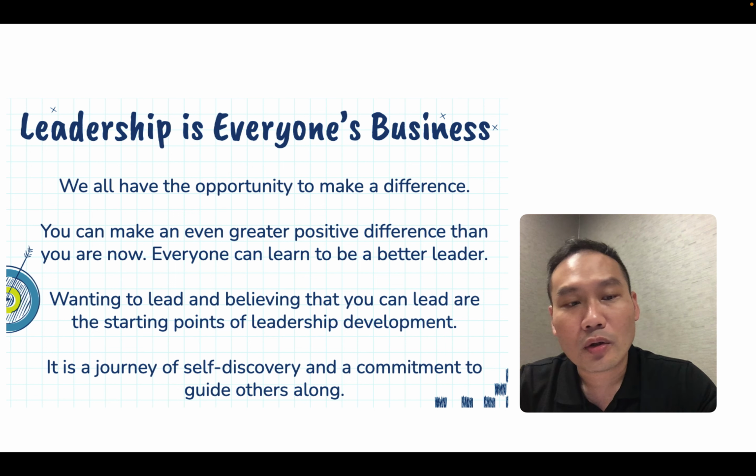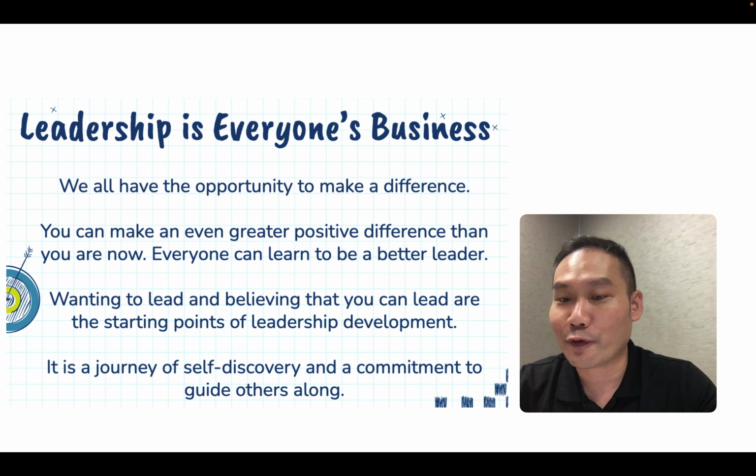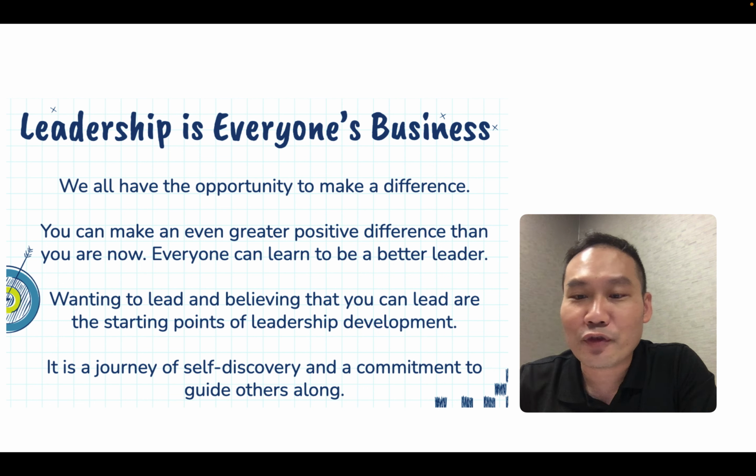Next point, wanting to lead and believing that you can lead are the starting points of leadership development? I think this is very straightforward. If you want to learn, there are a lot of opportunities to learn. However, if you don't want to, then no amount of coercing and information dumping on you is going to work. So that's why we encourage you to come in. First thing, have an open mind, be ready to learn, be ready to develop.